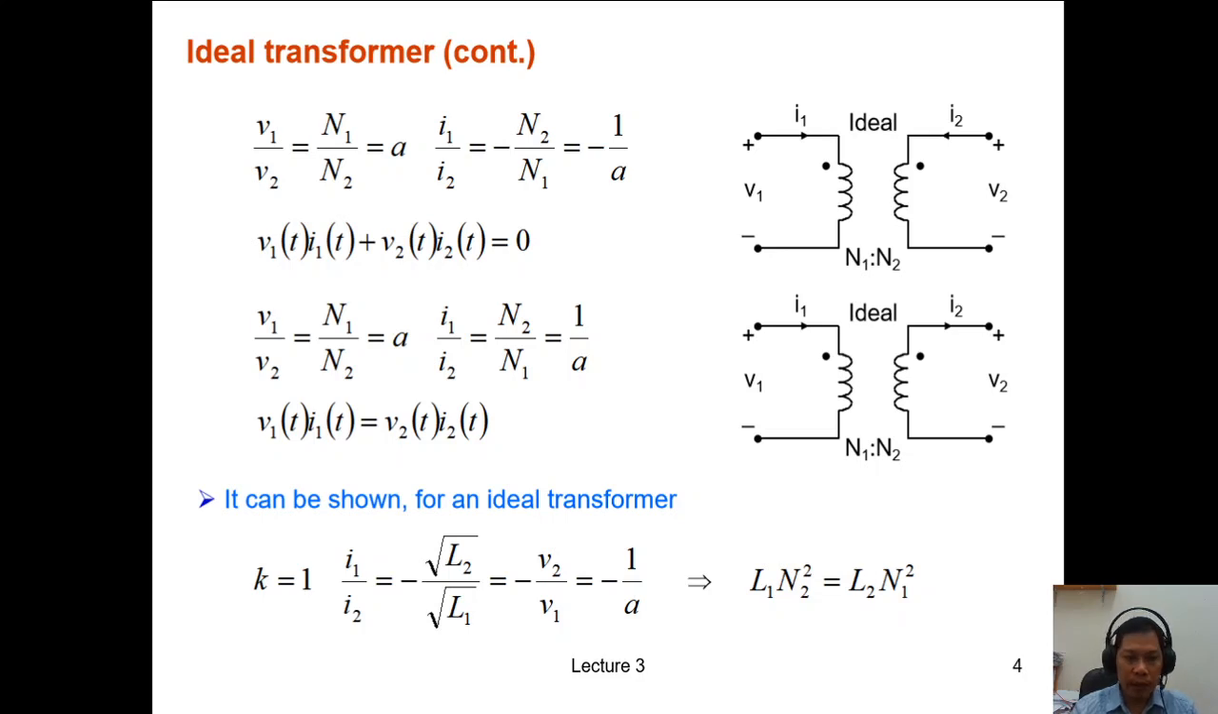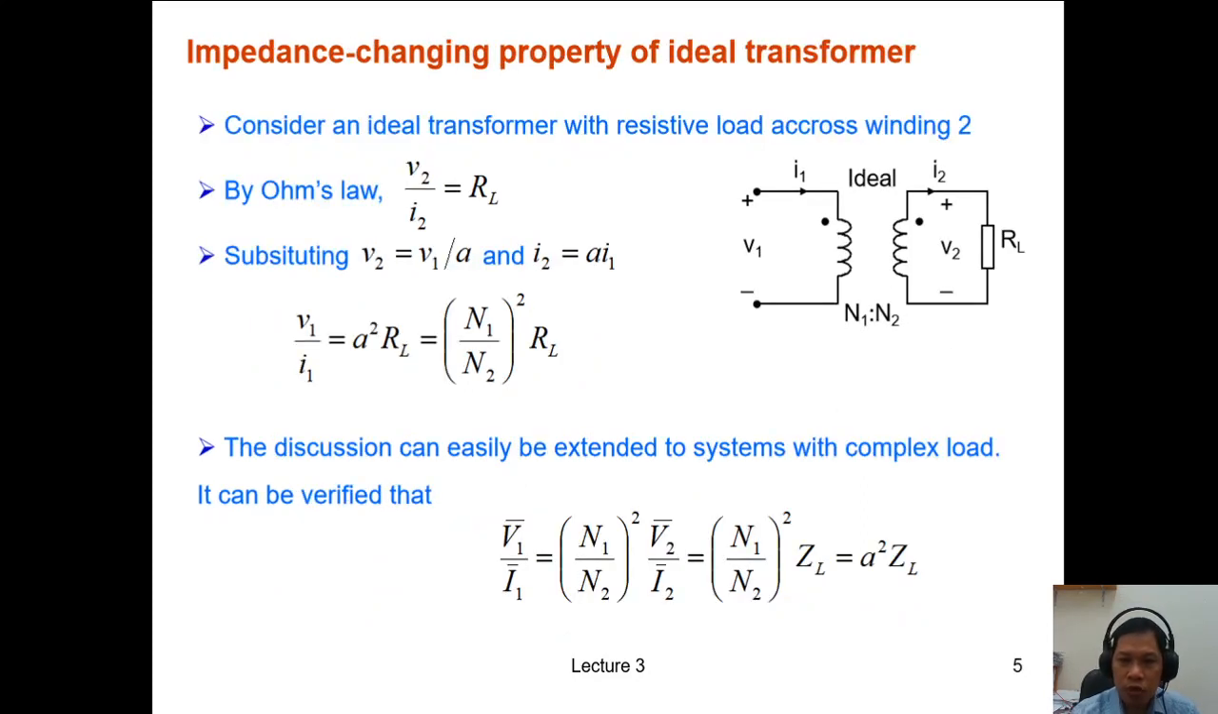For the coupling coefficient, we can prove that it equals 1, and therefore we finally can establish that L1 N2 squared will be equal to L2 N1 squared. This is important when we try to use this to change the impedance or to have a different self-inductance.